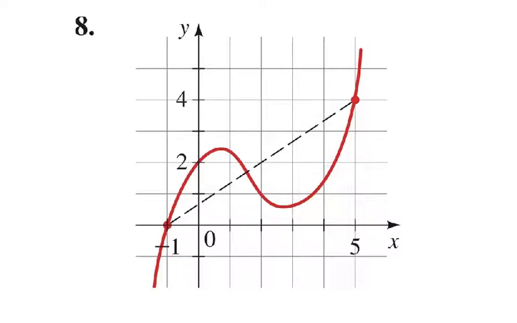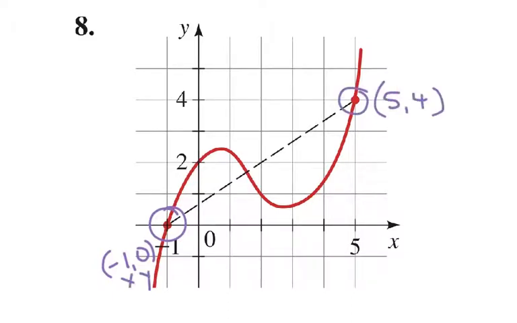Now, in order to do that, we're going to find the ordered pair at each of those red dots. So this one is the ordered pair -1, 0, and this one is 5, 4. As long as you remember that in an ordered pair, the first number is x and the second number is y, we can find the average rate of change by doing y2 minus y1 over x2 minus x1.